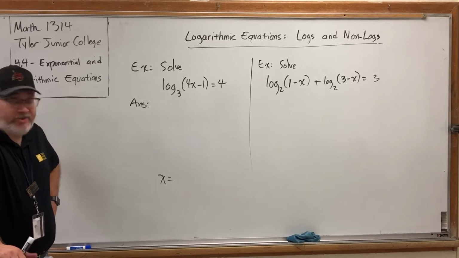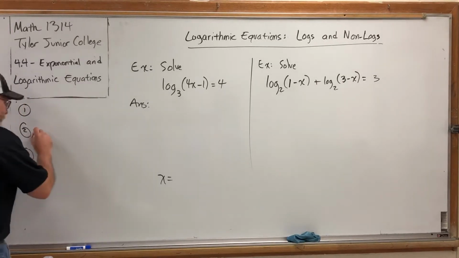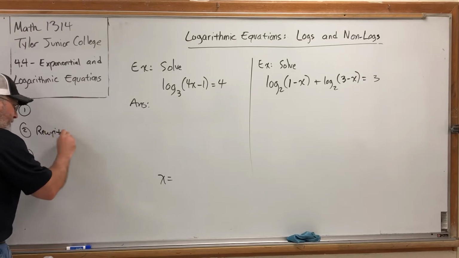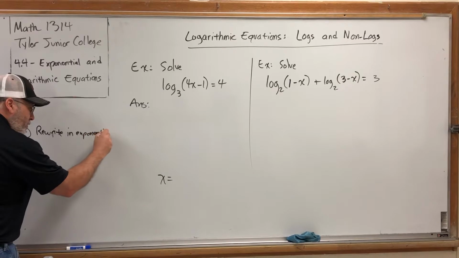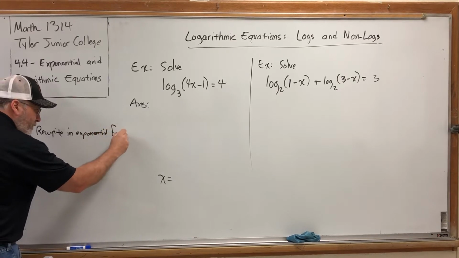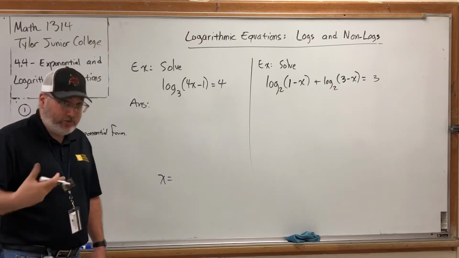Our only option really is to rewrite it in exponential form. That will actually be step 2. Rewrite in exponential form. All that entails is writing down what the answer to the logarithm is doing.